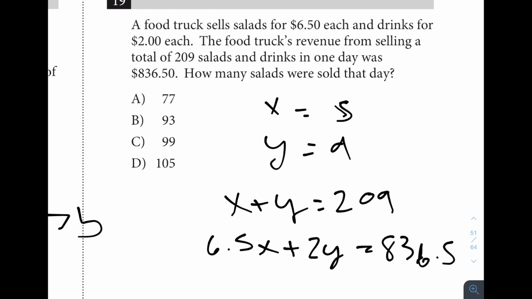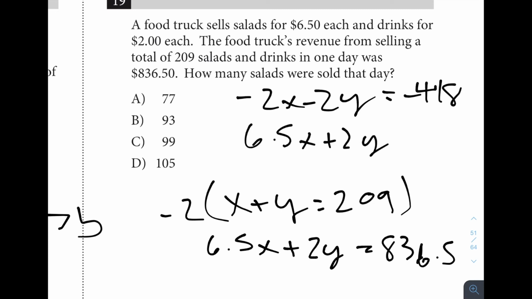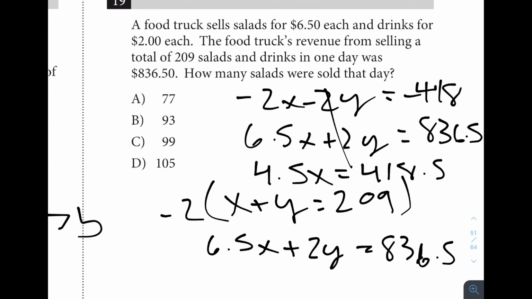So from there, to cancel out drinks, we can multiply this top equation by -2. We'll get negative 2x minus 2y equals negative 418, and 6.5x plus 2y equals 836.5. From then, these two will cancel out, and we'll get 4.5x equals 418.5. Then you can divide each side by 4.5, and that's going to get you equal to B, 93.